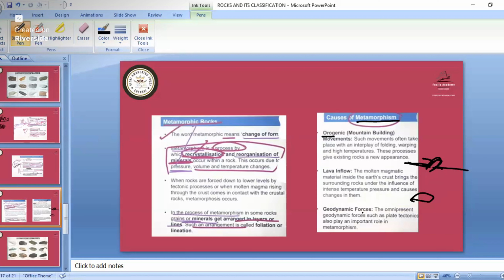Then geodynamic factors and forces. The omnipresent geodynamics, such as plate tectonics, also play an important role in metamorphism, as we have seen. So this is all about metamorphic rocks.